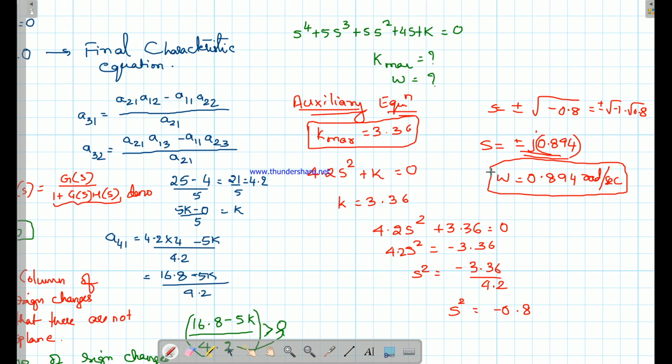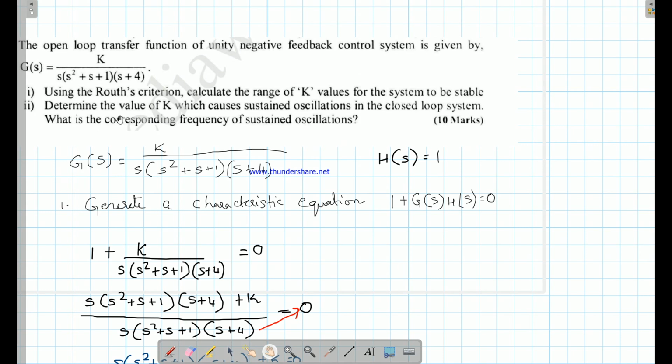So this is how we found the frequency of sustained oscillation, and frequency of sustained oscillation is nothing but omega. To obtain this frequency of sustained oscillation, the K value is 3.36. So this is what they have asked in the question. If you go back and look into the question, determine the value of K. So I found which is 3.36, which causes sustained oscillation. And what is the corresponding frequency of sustained oscillation, which is omega.